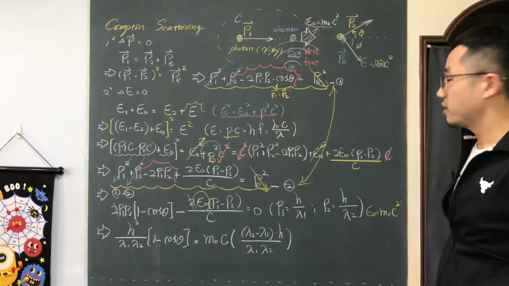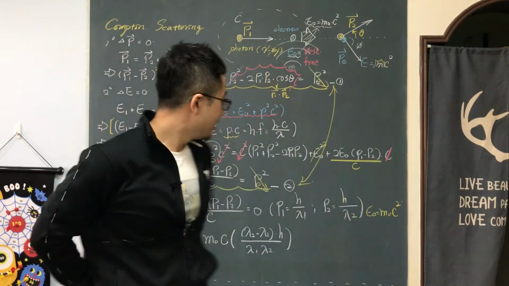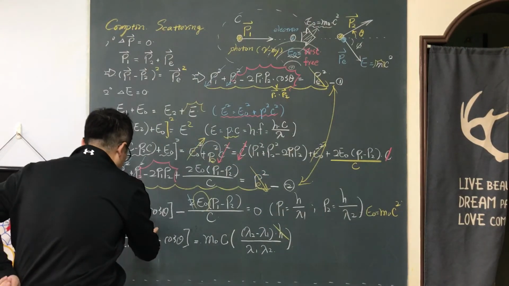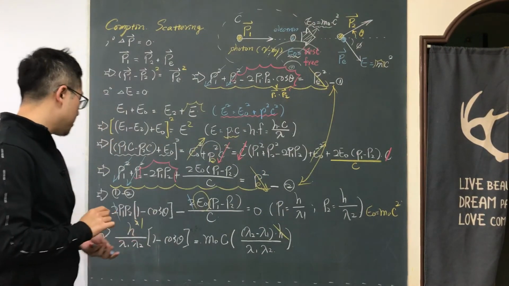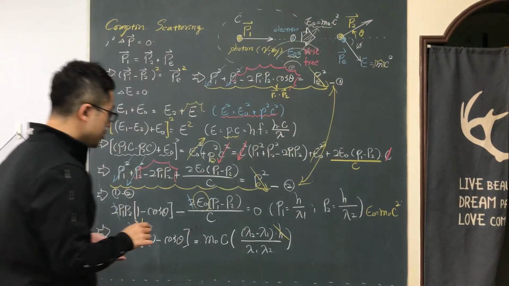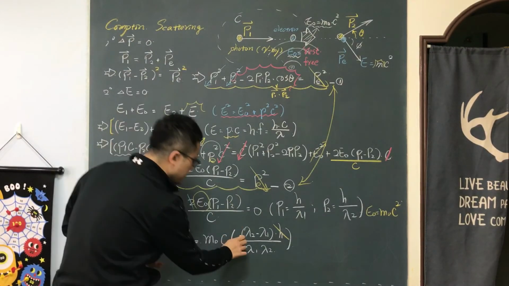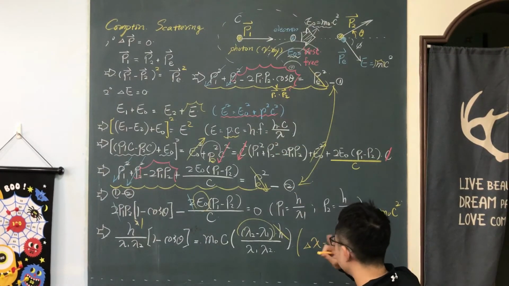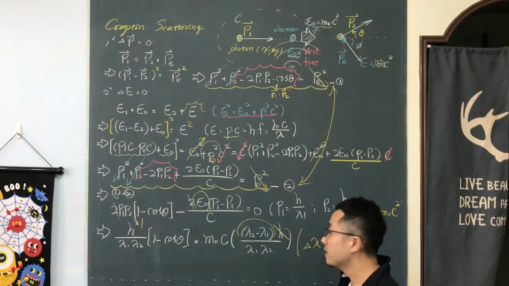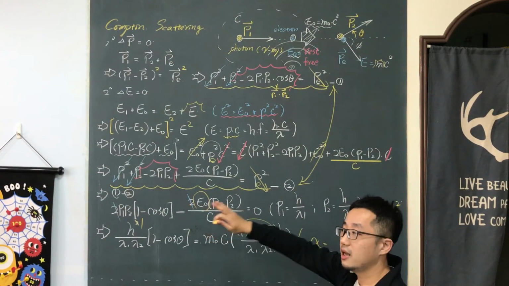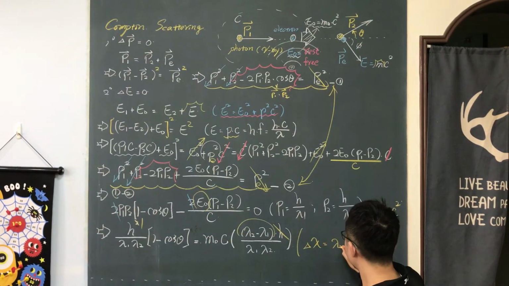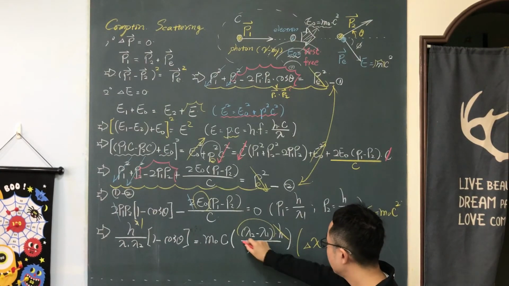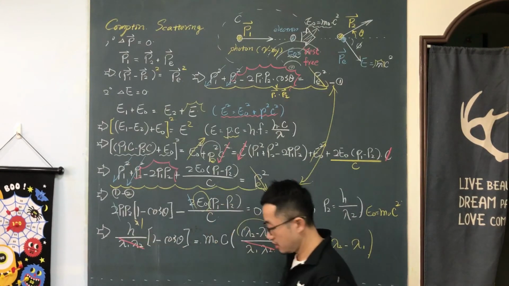Okay, keep simplifying this. We are so close. Okay, we cancel the Planck's constant, and that leaves h to the first power, and this is exactly what we are looking for. This is the delta lambda. The difference of the wavelength between the incident photon and the scattered photon is lambda 2 minus lambda 1. And we can keep cancelling the lambda 1 times lambda 2.